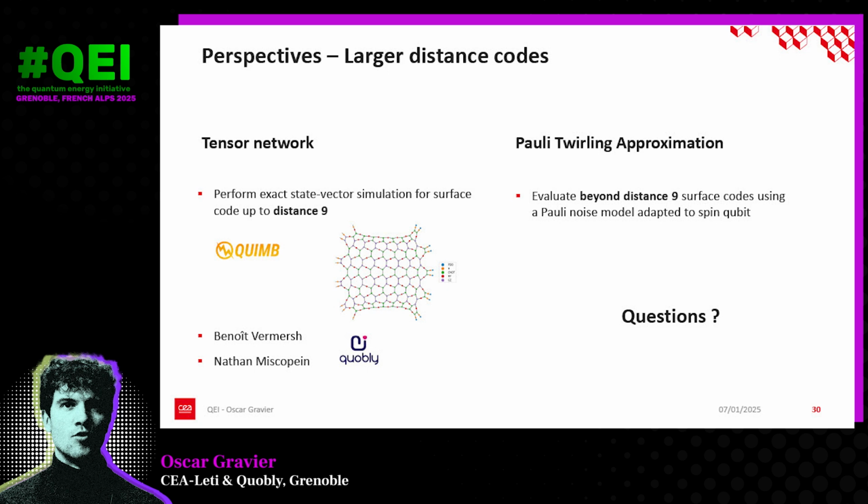And so we will use tensor network to simulate up to distance 9. And we will also use Pauli twirling approximation to go beyond distance 9. We will also try to evaluate the Pauli twirling approximation by looking at the same distance with tensor network and state vector simulation and Pauli twirling approximation.